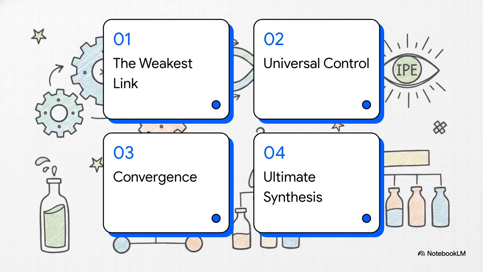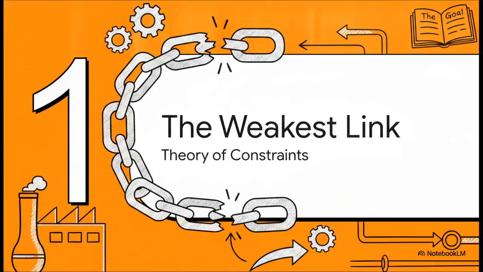Here's how we're going to break this down today. First, the weakest link. Second, TOC and the power of focus. Third, the IPE Universal Control Architecture. And finally, convergence, how they're better together. Let's get to it. All right, Section 1, the weakest link, diving into the theory of constraints.